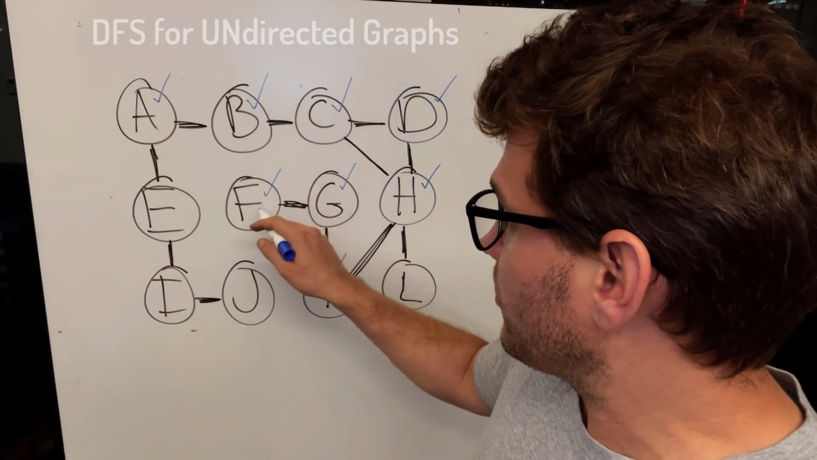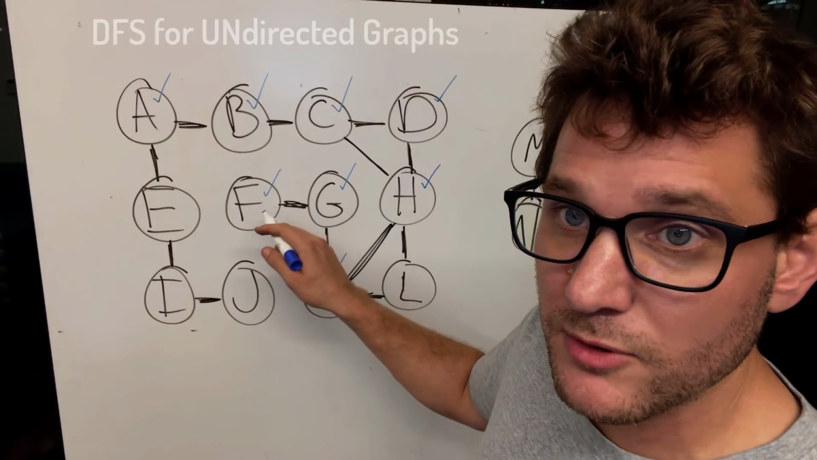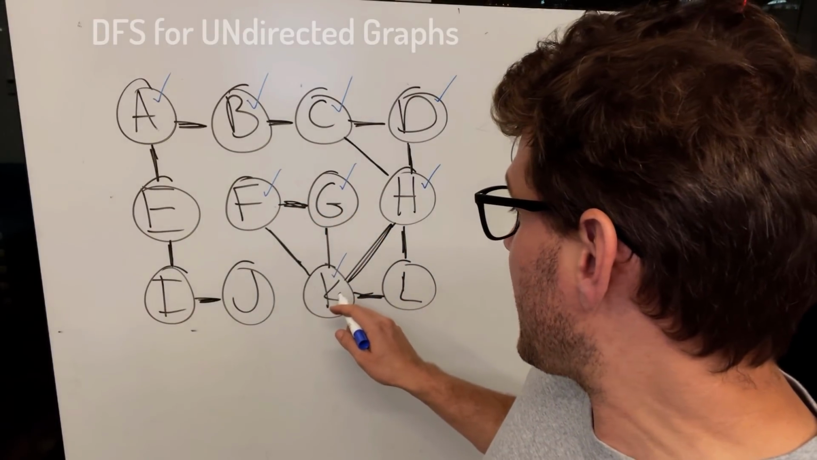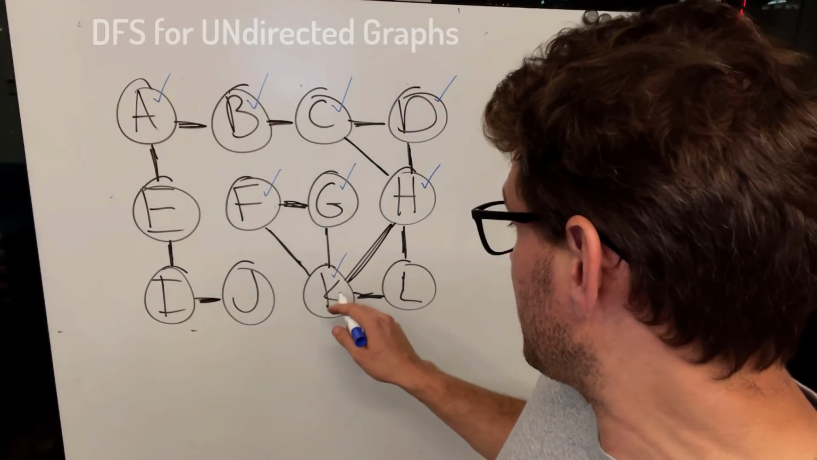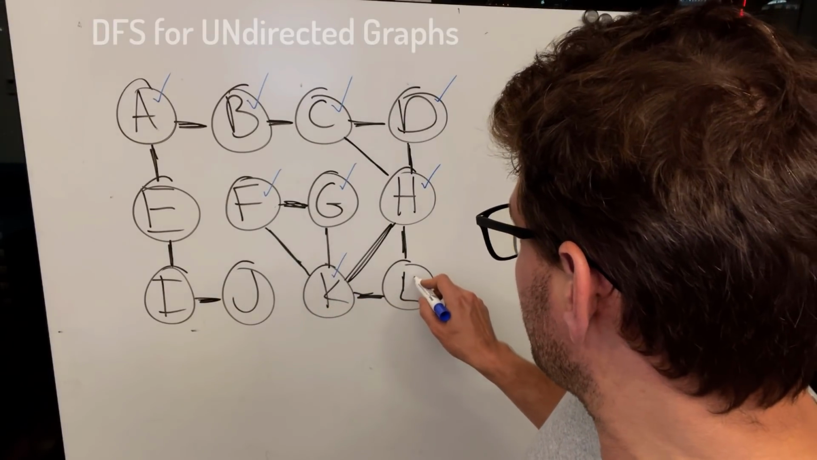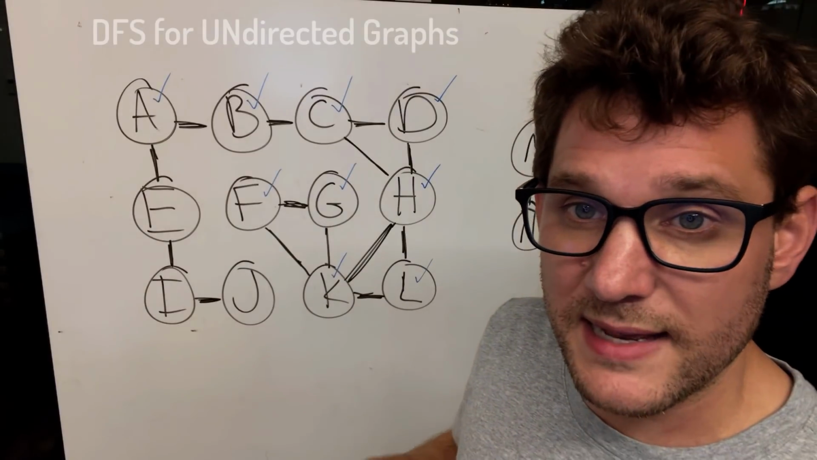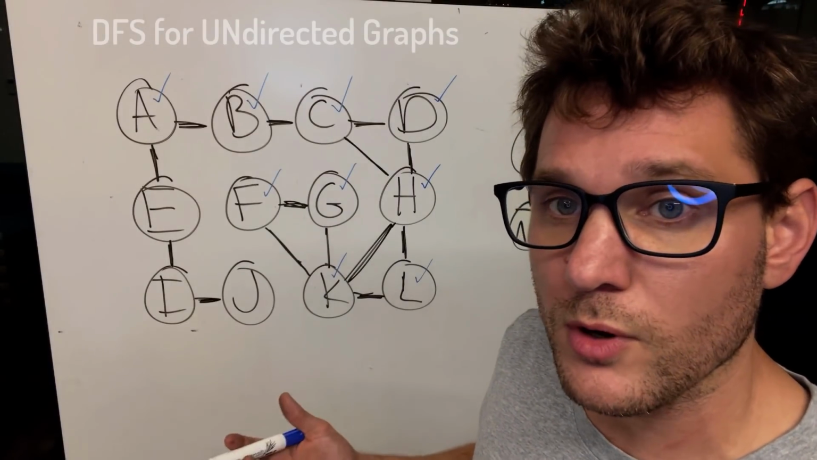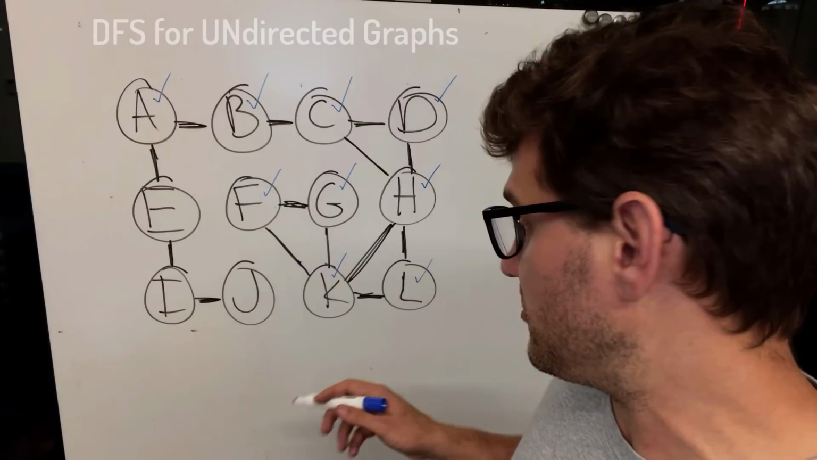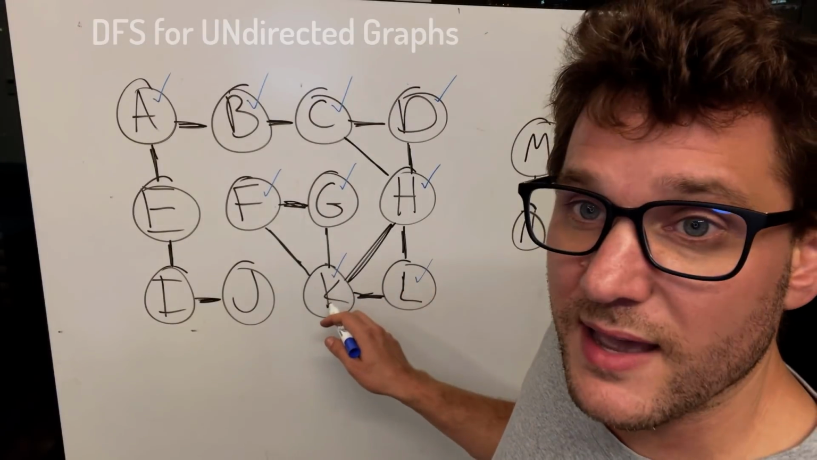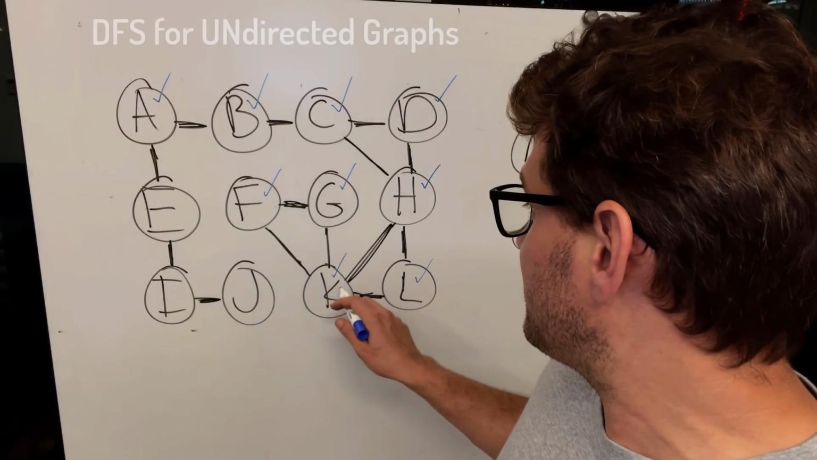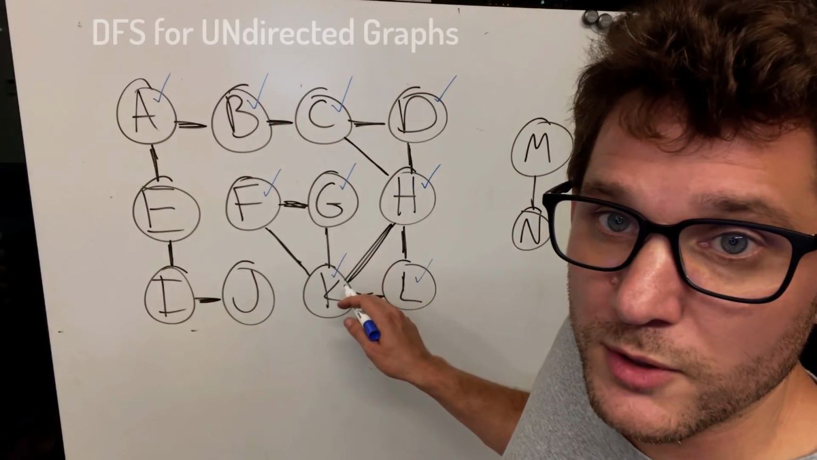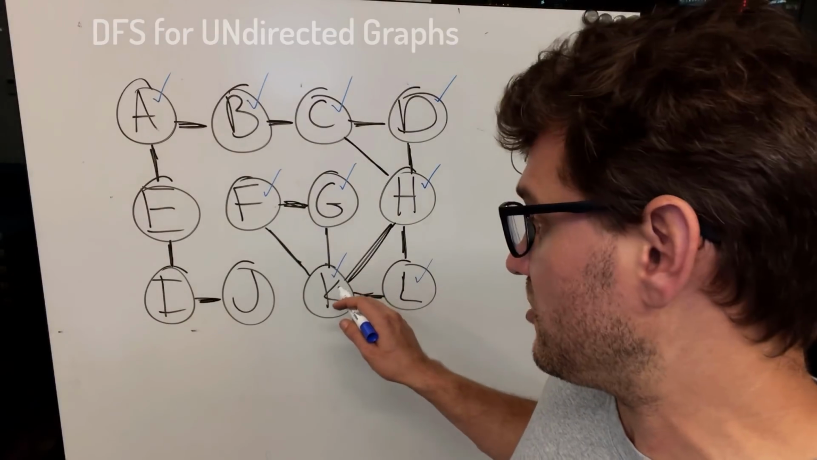We go back, we're done exploring F. F has no more unvisited neighbors. K again does have an unvisited neighbor. K has an unvisited neighbor L, so we move on to L. L looks at its adjacency list. It finds no more new unvisited nodes in its adjacency list. So we go back to K. K again looks at its adjacency list. It finds no unvisited nodes in its adjacency list.